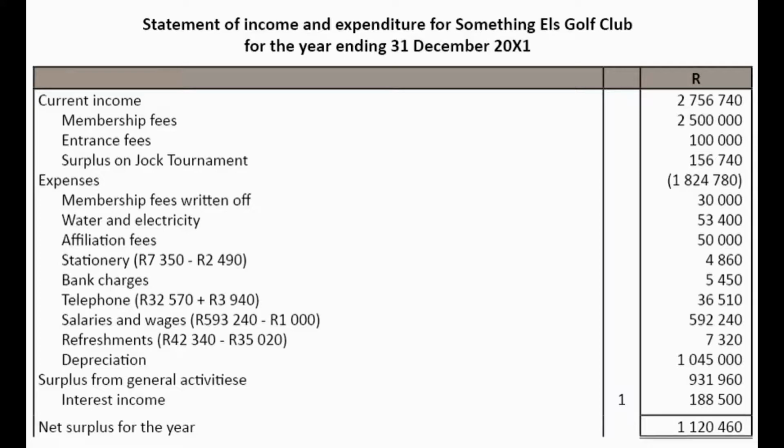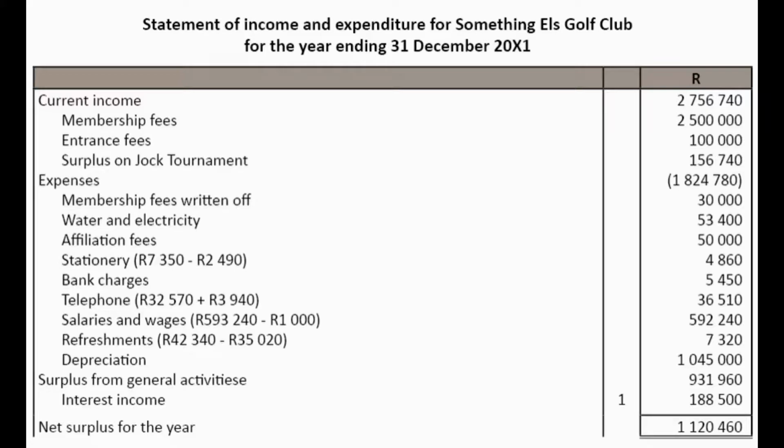And then what they've done here is you see that JOG tournament, we've got an expense and an income. If you get something like this, you can deduct the expense from the income, because it's for the same tournament. So you can take the 363,940 and deduct the 207,200, and then you get a surplus on the JOG tournament of 156,740.